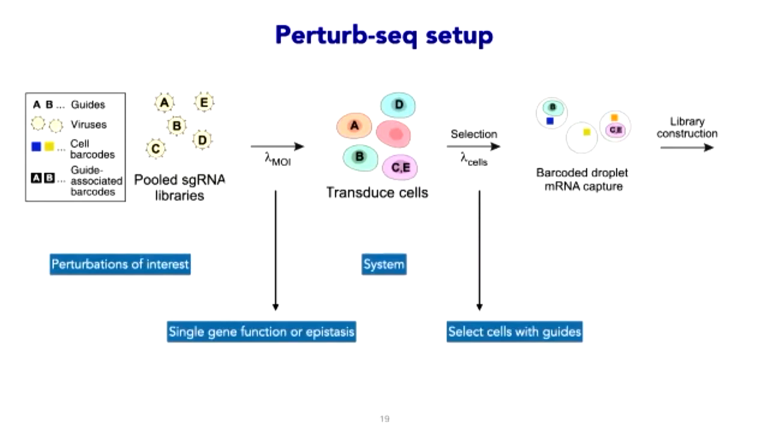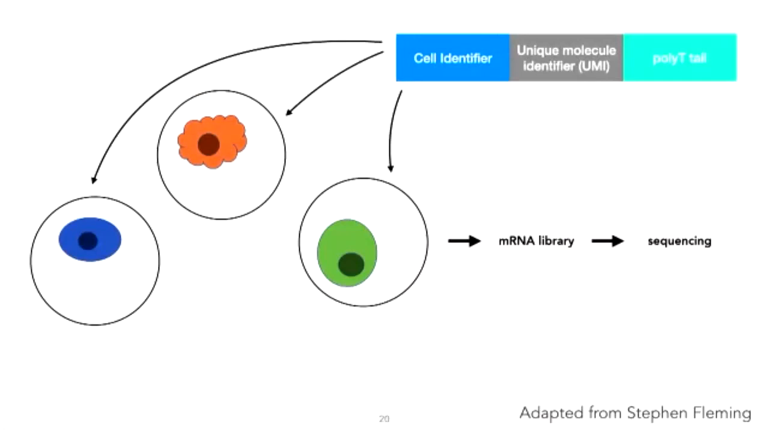want in a cell. Typically, for the purposes of this talk, we would like to have at least one guide, at most one guide in a cell, or one perturbation in a cell. And this is our system of interest. And then we have a selection process to make sure that we're only selecting cells that carry a guide, either a perturbation guide or a control guide. And then we go down to library construction.